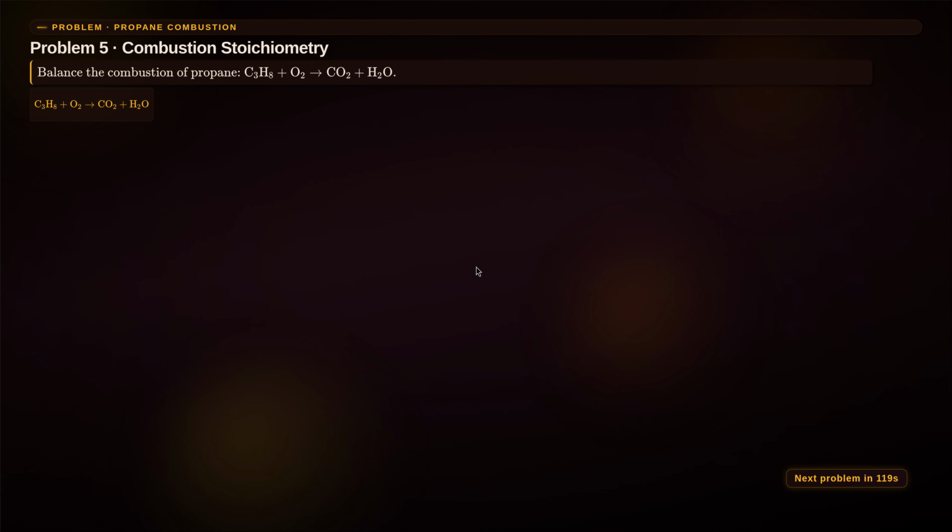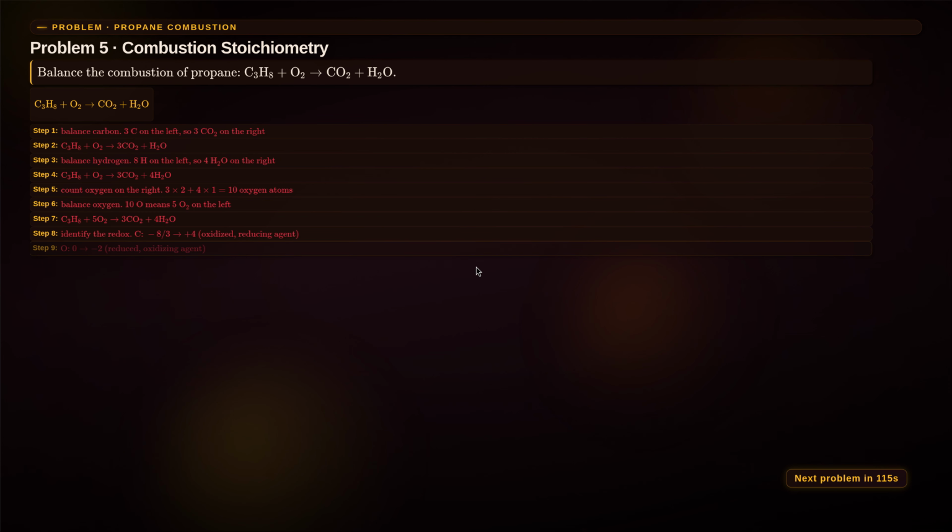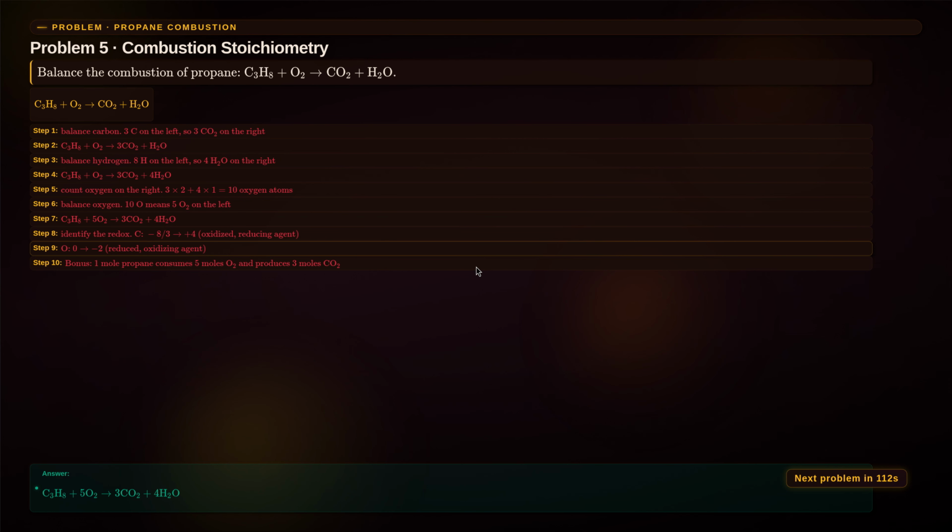Problem 5. The combustion of propane, C3H8, is the reaction that fuels gas grills and home heating. The unbalanced equation is C3H8 plus O2 gives CO2 plus H2O. Step 1. Balance carbon. There are 3 C on the left, so we need 3 CO2 on the right. Step 2. Balance hydrogen. There are 8 H on the left, so we need 4 H2O on the right.